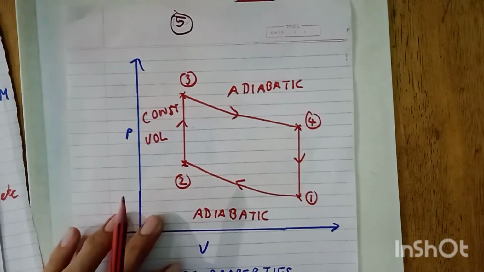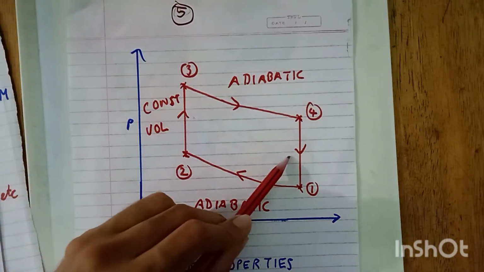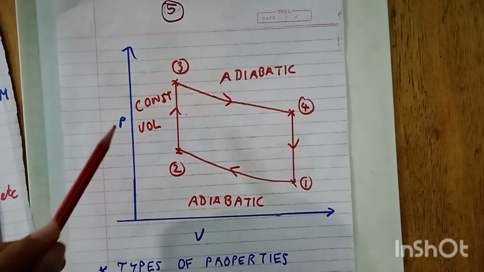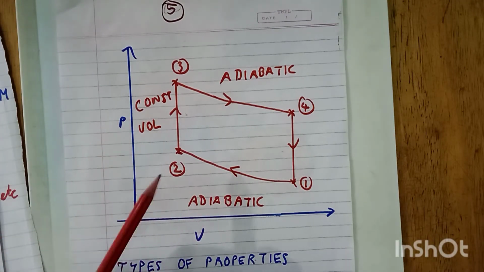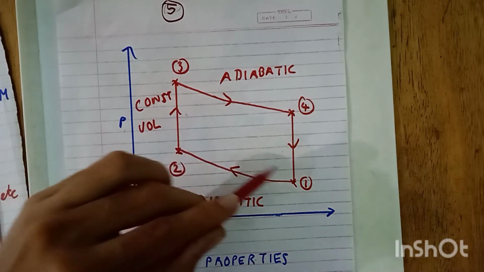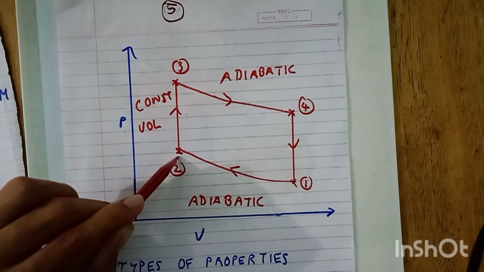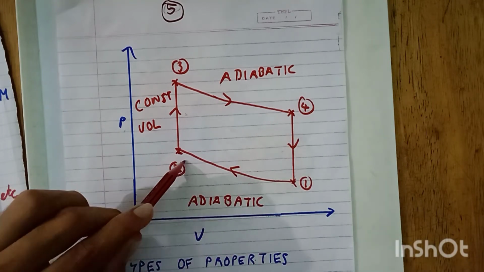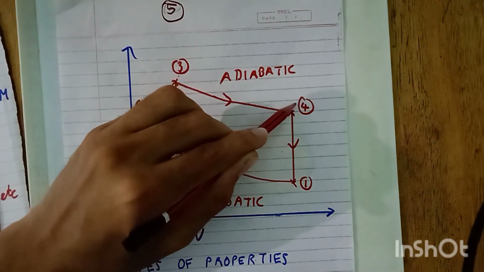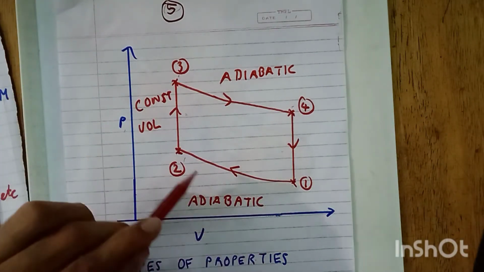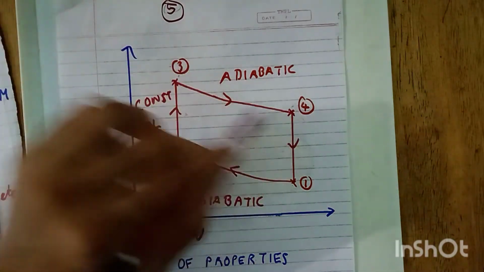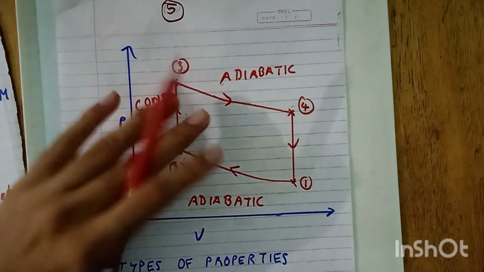Now in this graph you can see there are two constant volume processes and two adiabatic processes. You will be learning these process names in the upcoming videos. Here this is a pressure-volume graph. The same system passes from state 1 to state 2, from state 2 to state 3, from state 3 to state 4, and again from state 4 to state 1. So 1, 2, 3, 4: change of state has taken place 4 times.